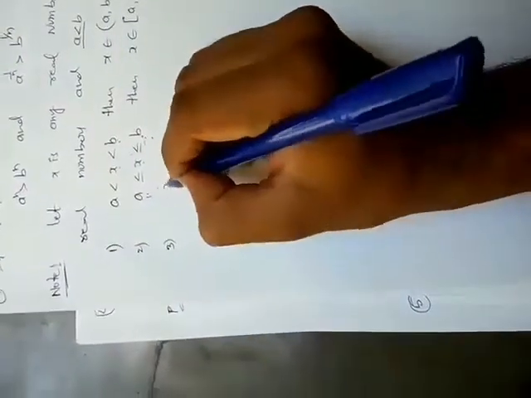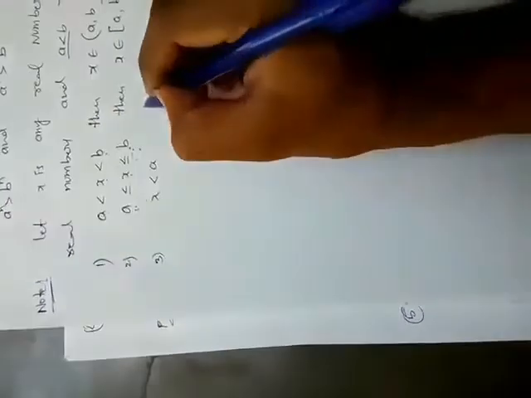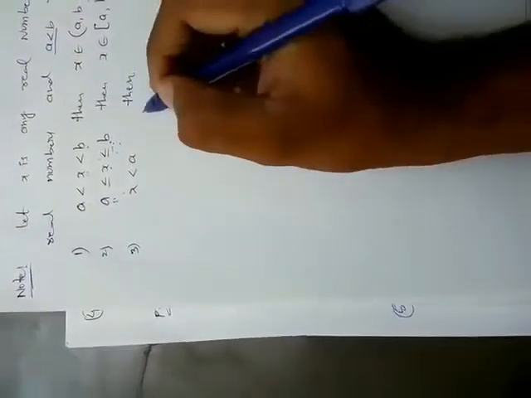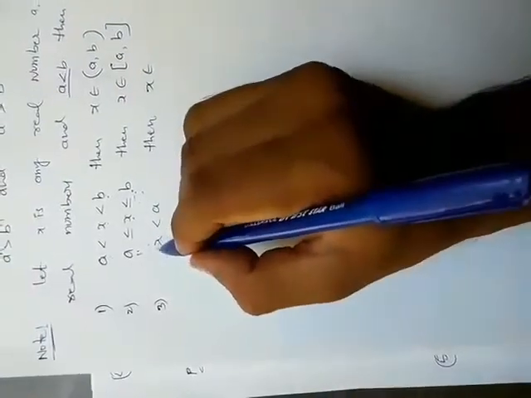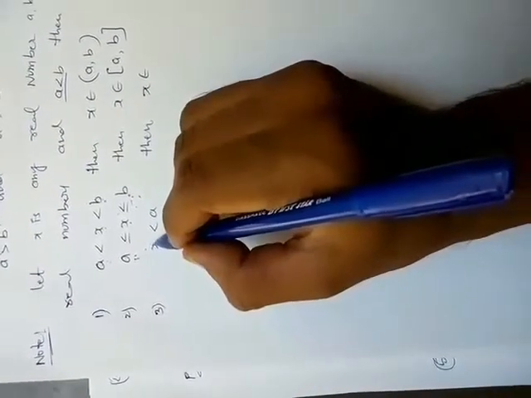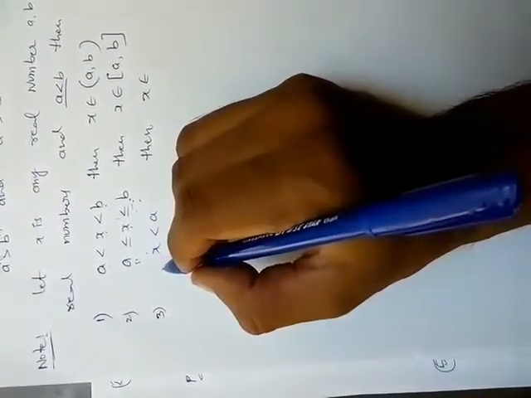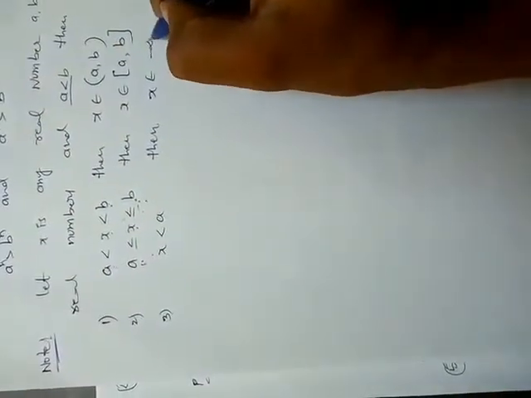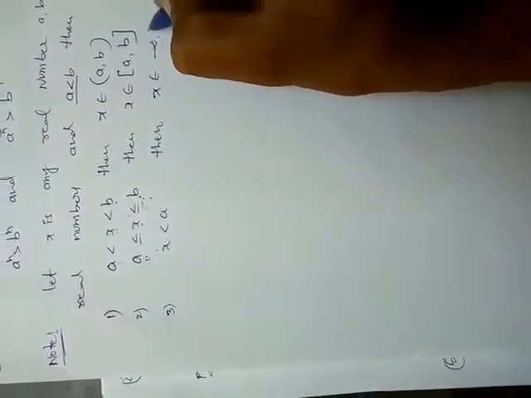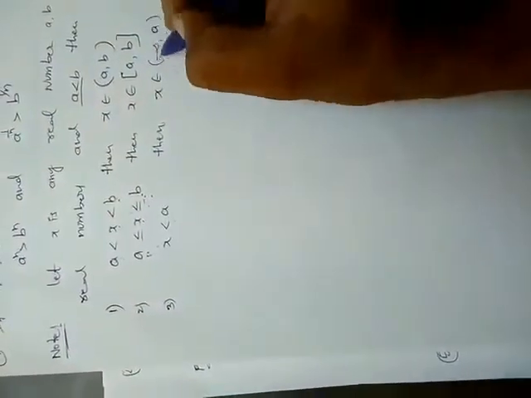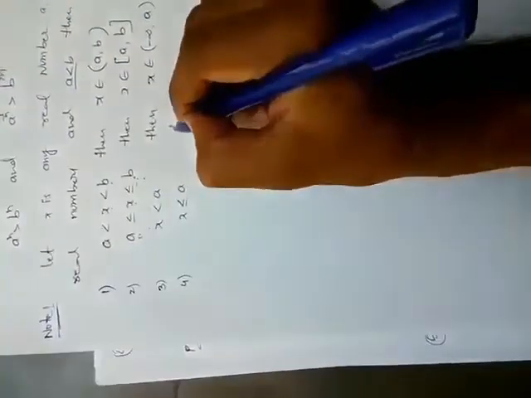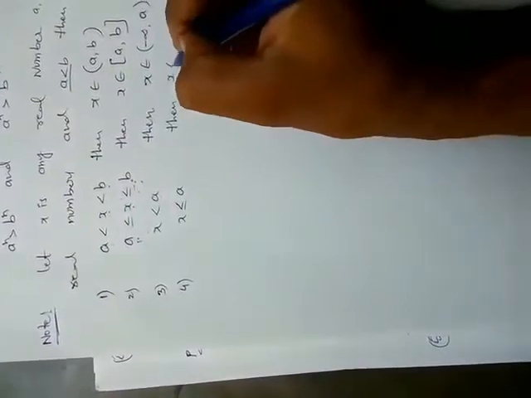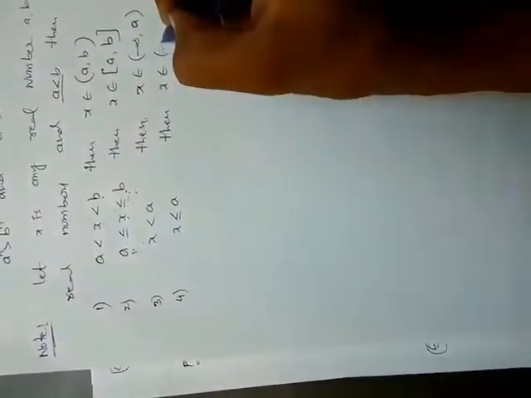Next one, x less than a. Then x values are smaller than a, so x belongs to (minus infinity, a). Here a is not included, so that's why it is an open bracket. For x less than or equal to a, x belongs to (minus infinity, a], where a is included.